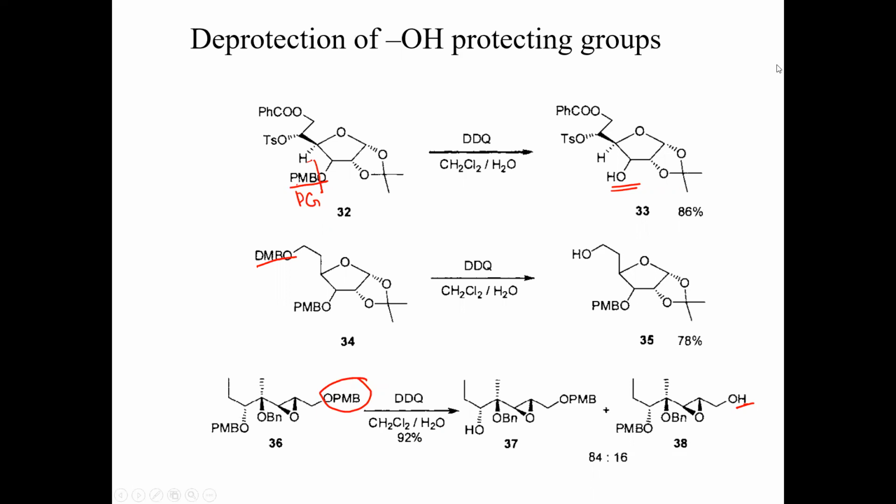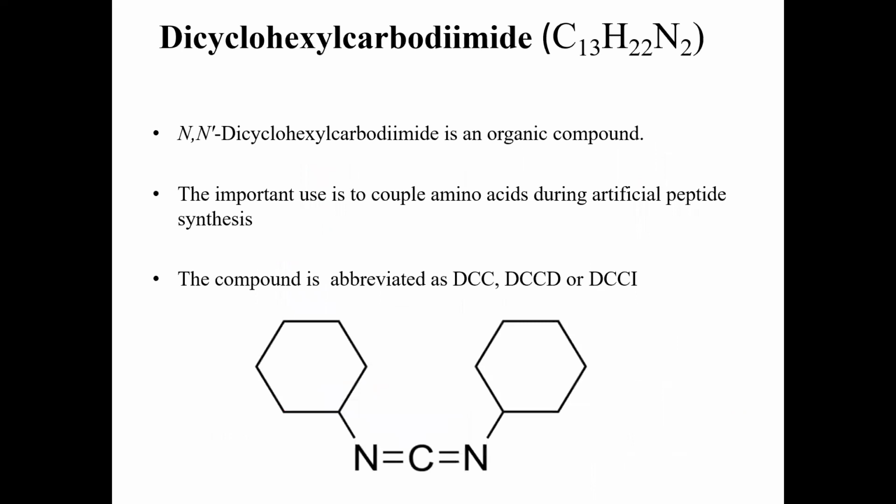Now it's our turn to go to the next compound. The next compound is DCC. DCC is actually dicyclohexylcarbodiimide. Sometimes it is also called DCCD and DCCI, but generally it's commonly called DCC. You know, it's a cyclohexyl group. There are two imide groups, an imide being a carbon with a double bond to nitrogen, so it is called a diimide.